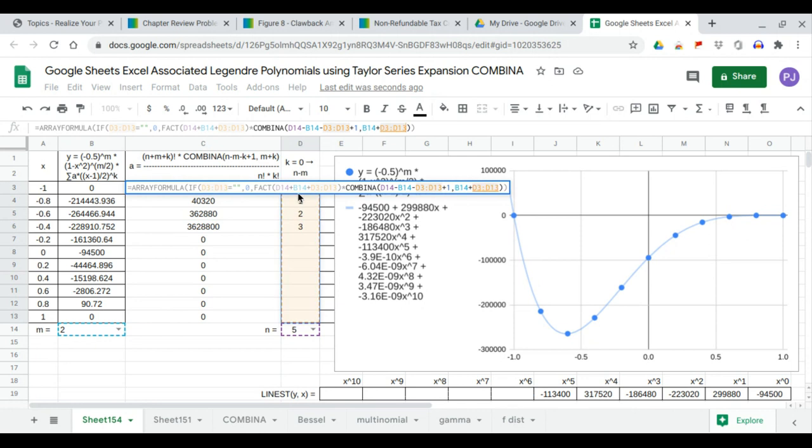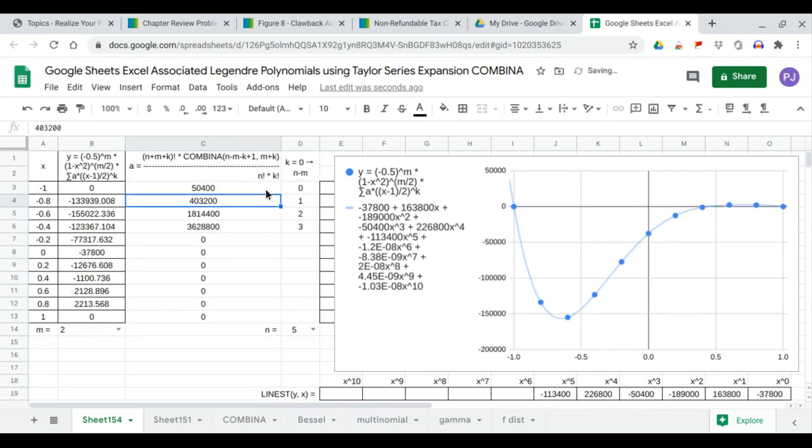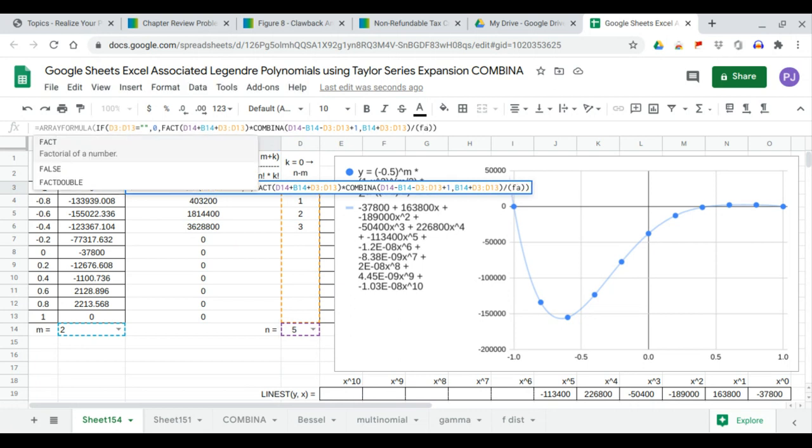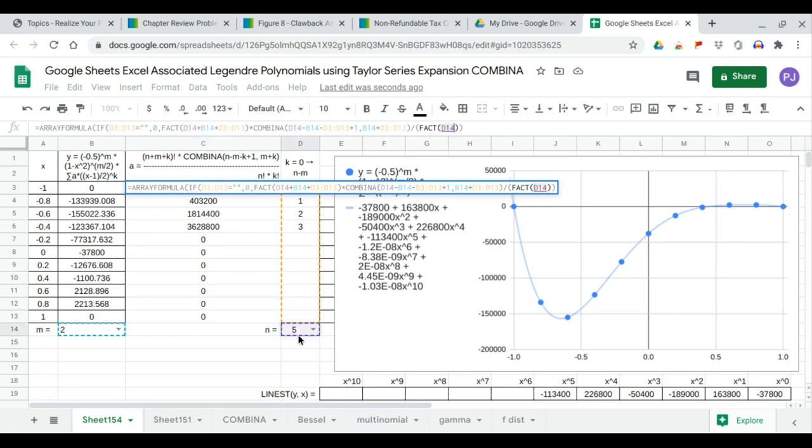So here you have the numerator part. So we have completed the numerator part. Now we continue with the denominator, which has two parts. Factorial n times factorial k.